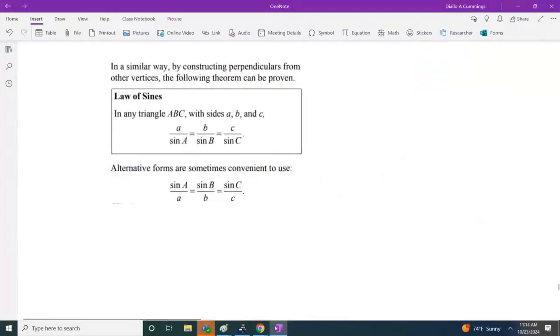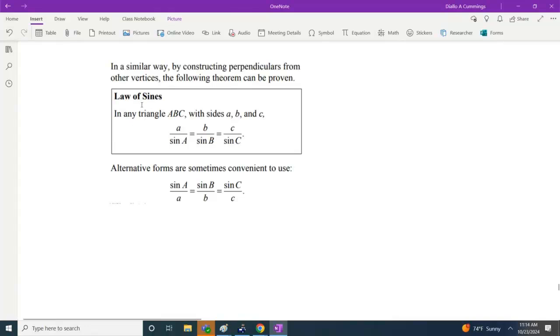So if our triangles don't have right angles, in order to solve the triangle, and solving the triangle means finding all the angle measures and the side lengths, we have to use something called the law of sines and/or the law of cosines. So here is the law of sines.